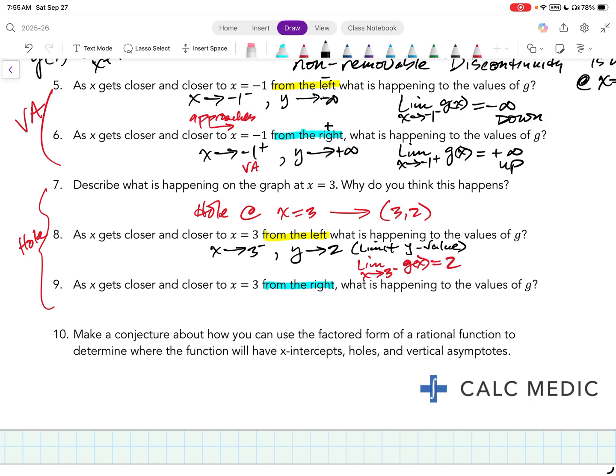On the right-hand side, you say as x approaches 3 from the right, y approaches 2 again, it's the limit. And then as you write it here, you write it in limit notation, which means the same thing. As you approach 3 from the right, using the plus sign, of your function g, you have to write that function in there, that is equal to 2. It's the y value, it's called the limit.